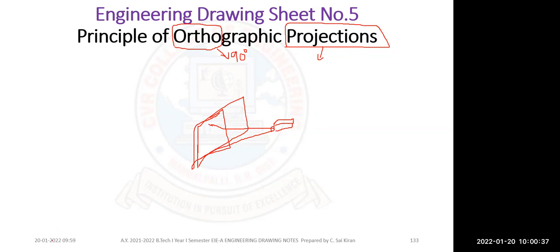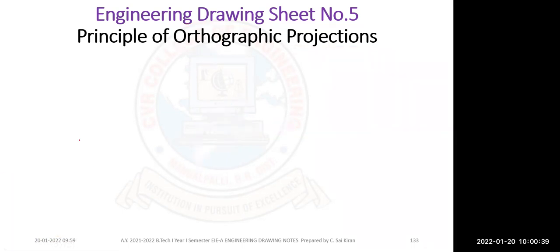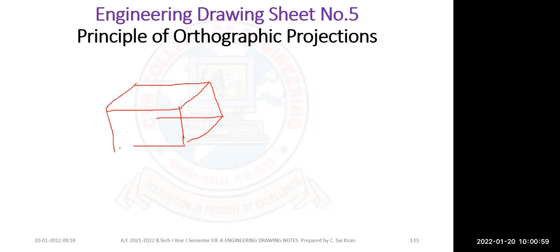So in projection also, there is an object which needs to be projected. If I pass a light at 90 degrees, this object will replicate at the back. In the same way, it will replicate at the back.